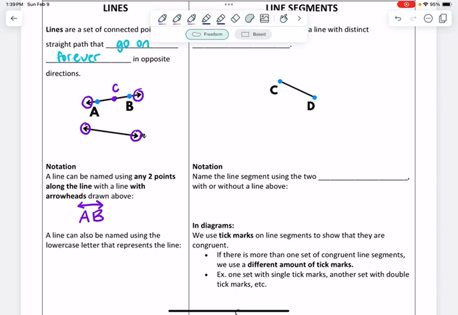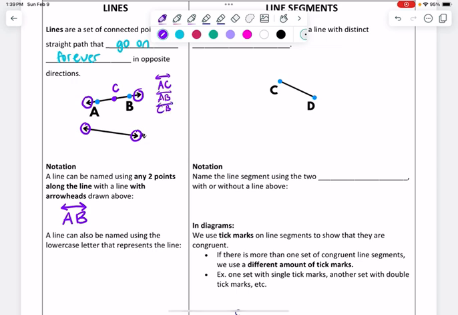Most often we use the ones closest to the arrowheads just as a way to try and be consistent with other people, but it is not necessary. I could, in theory, call this line AC or AB or CB. But that's one way to denote them.